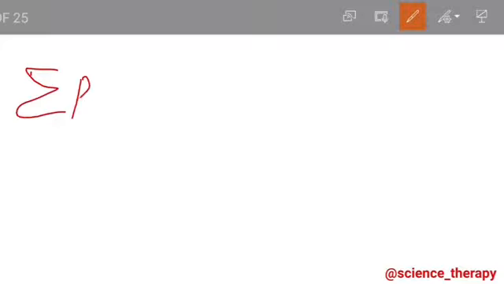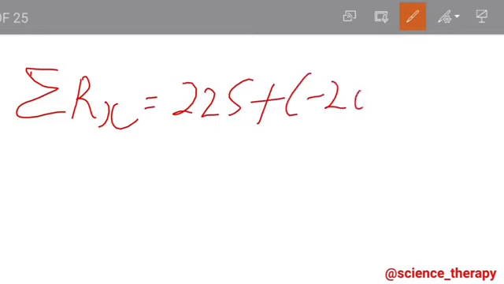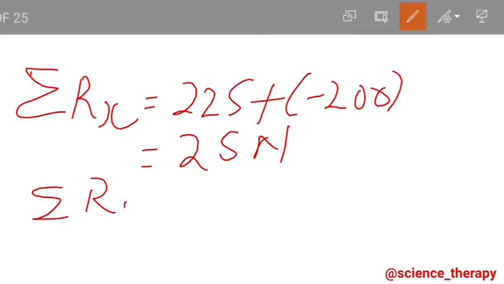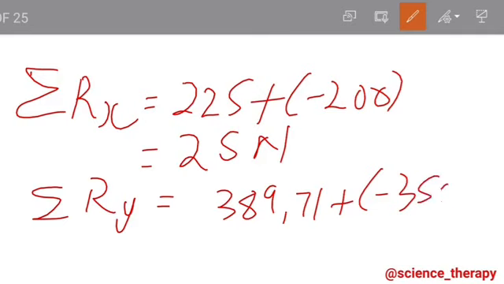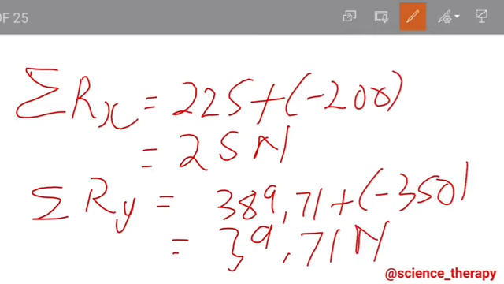Now for the sum of the horizontal forces, we have 225 plus negative 200. Then that's going to give us 25 newtons. But for the sum of the vertical forces, we have 389.71 plus negative 350. Now let's punch that in our calculator. 389.71 minus 350, that's 39.71 newtons.